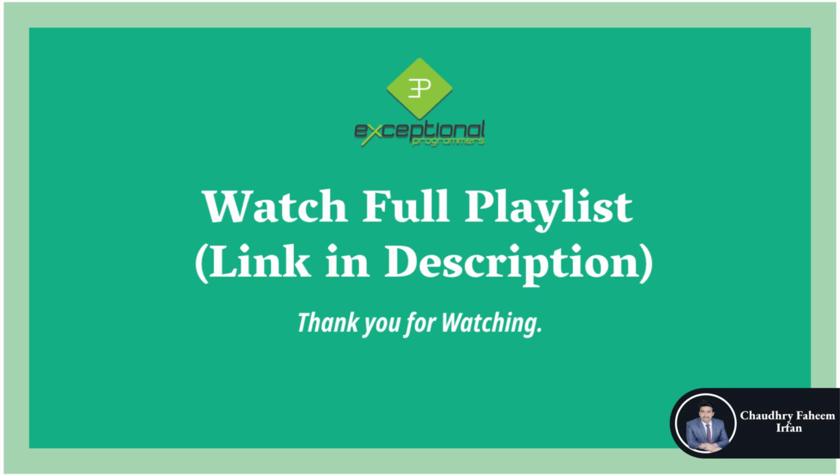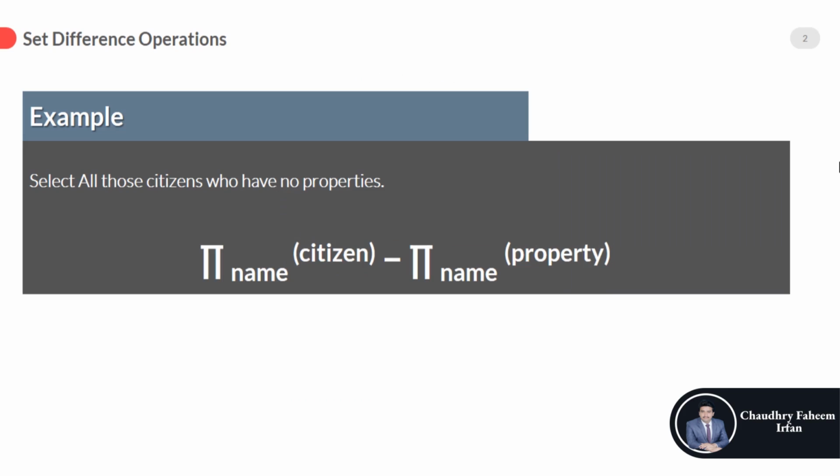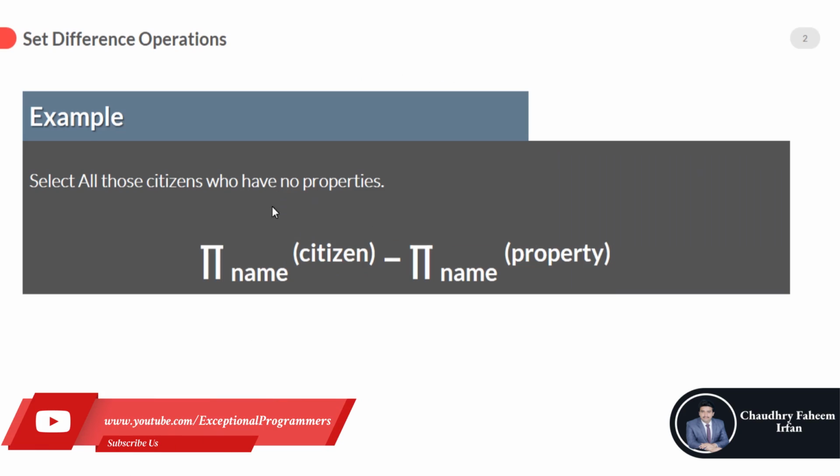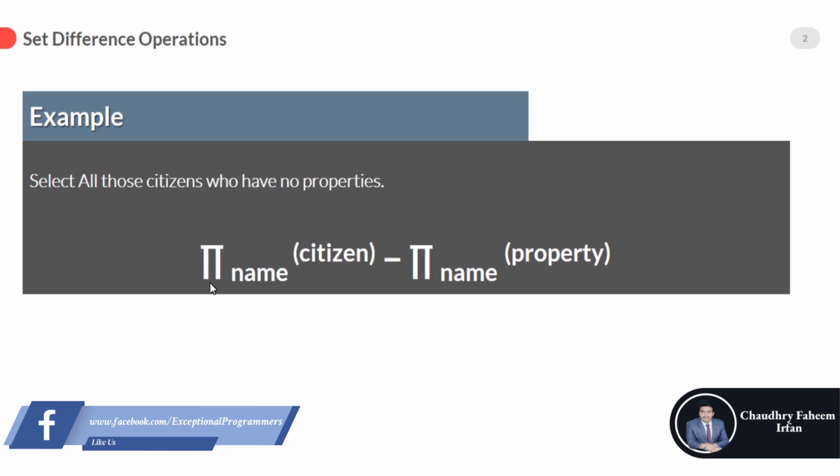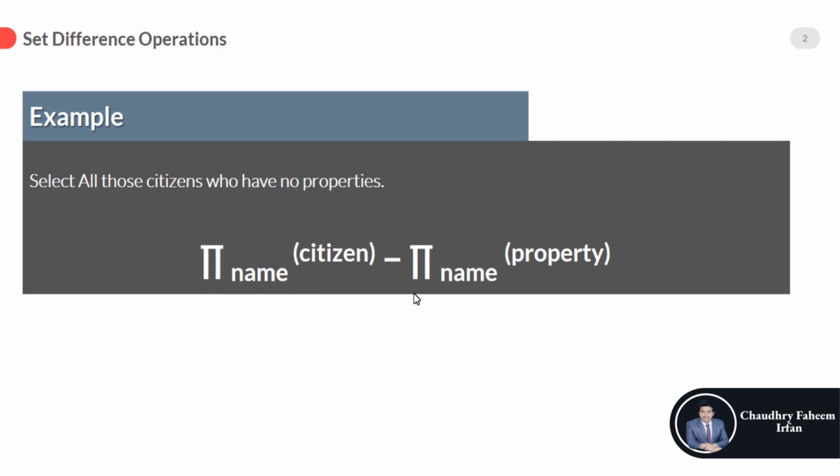Welcome to this lecture, which is based on a real life example of the set difference operation. The example is: select all those citizens who have no properties. By using the projection operation, we can select name from the citizen table minus select name from the property table. By using the projection operation and the set difference operation, we can select all the names who have no properties, and we can solve our real life example.